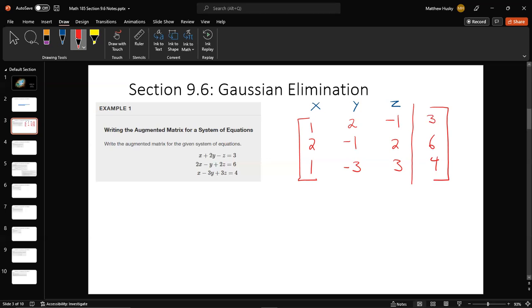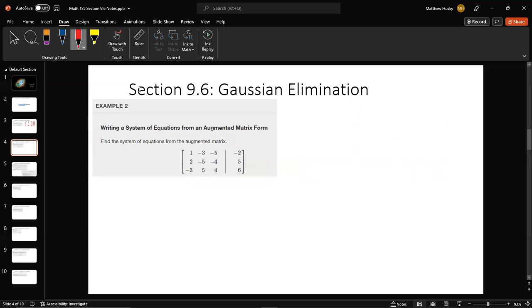So that is an augmented matrix. Now, before we get to how you solve using an augmented matrix, next we're going to do this process in reverse. Here they give us an augmented matrix, and our goal is going to be to turn it back into a system of equations. So like before, you're going to have a column for x, a column for y, and a column for z. And where you have this dividing line, that's basically where the equal sign is going to go.